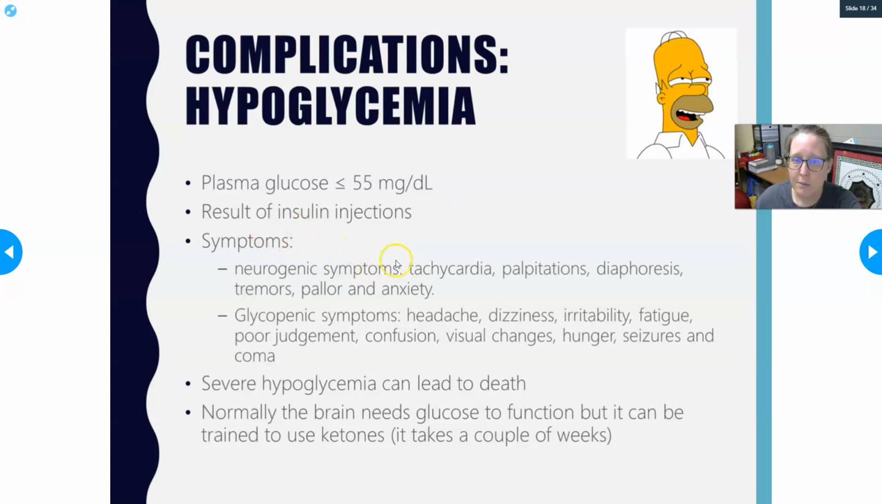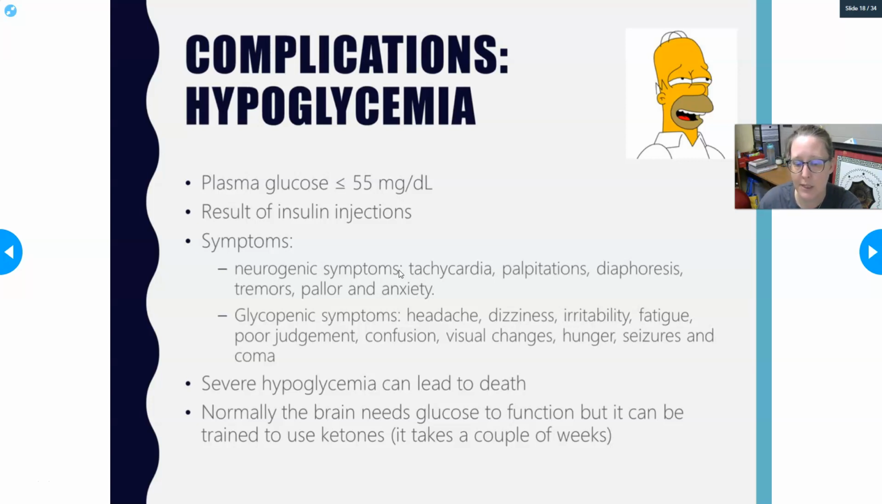There are two types of symptoms that the patient will have, some are neurogenic and some are glycopenic. The neurogenic symptoms are going to be tachycardia, palpitations, diaphoresis, which is cold sweats, tremors, pallor, and anxiety. So they'll be really nervous. The glycopenic symptoms are going to be headache, dizziness, irritability, fatigue, poor judgment, confusion, visual changes, hunger, seizures, and coma. It's very possible that they may appear to be drunk to somebody, when they could have had zero alcohol and just be in a hypoglycemic state.